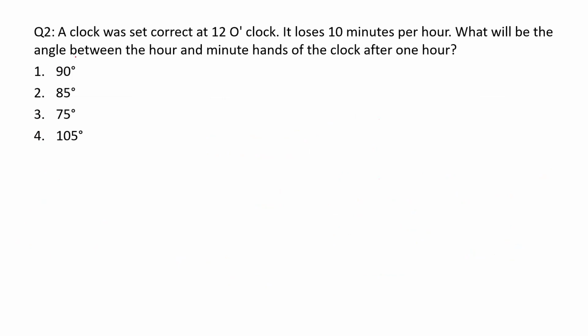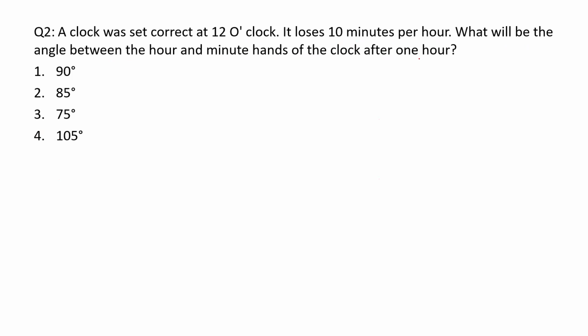A clock was set correct at 12 o'clock. So they are talking about a clock. It loses 10 minutes per hour. That means this clock is faulty. It loses 10 minutes per hour. What will be the angle between the hour and minute hands of the clock after 1 hour?